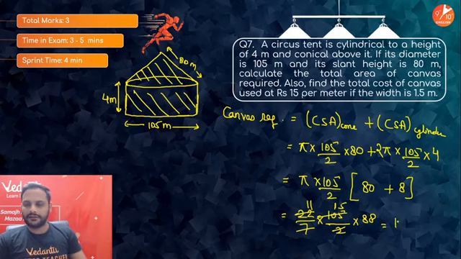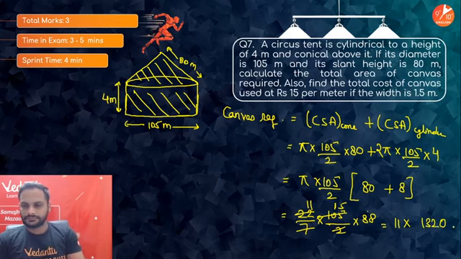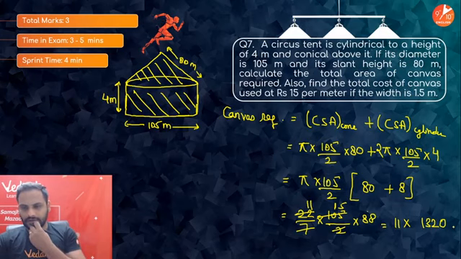All right, so 11 into 132, 4 if I do, 60.